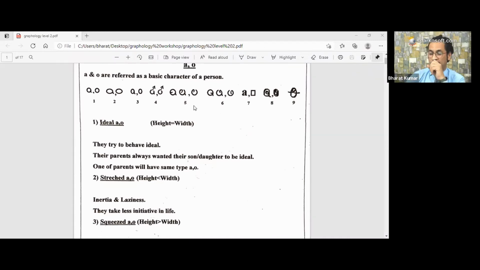Got my point? The fifth one is telling anger against the opposite sex, male against female, female against male. And the sixth one is telling anger against the same sex, meaning male against male, female against female.